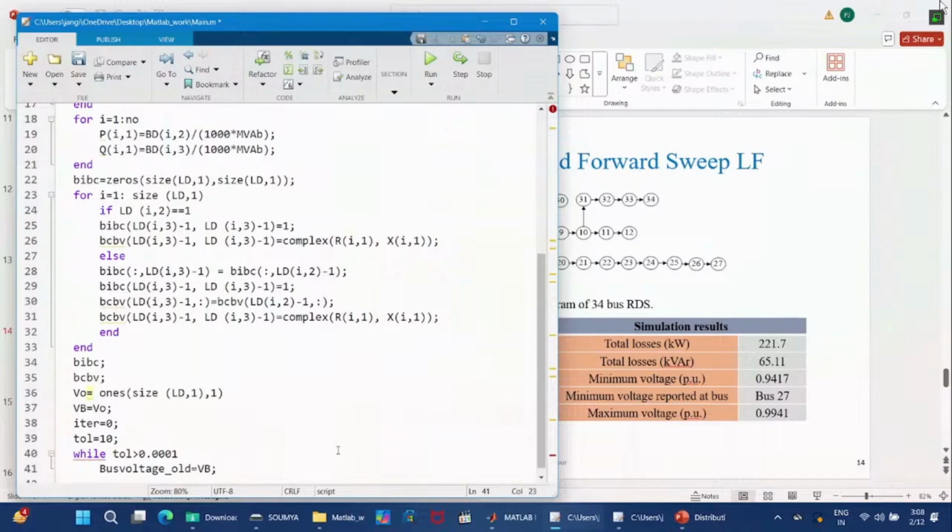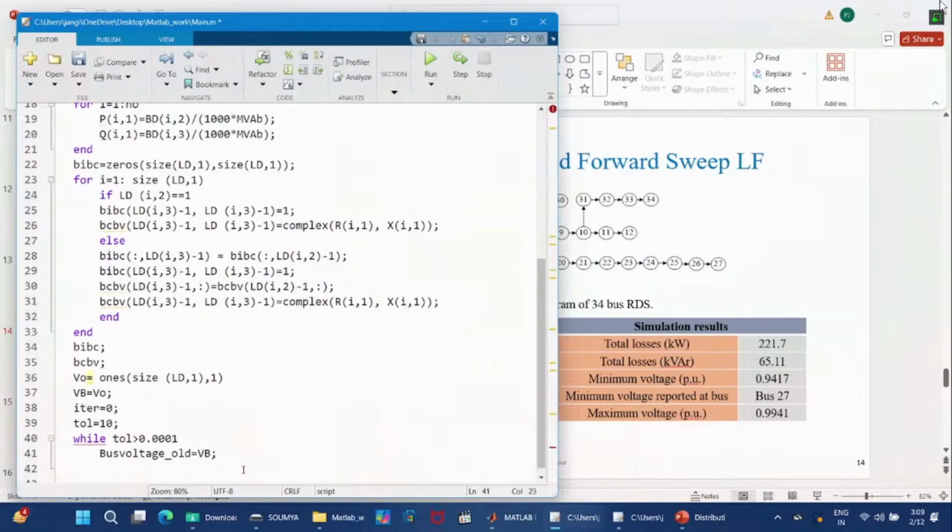Right now we are inside this loop. Here we have to check the old bus voltage and the new bus voltage. Initially the old bus voltage we defined in BO, so we convert this BO into BB and define it over there. Now for calculating the new bus voltage, what was the formula?